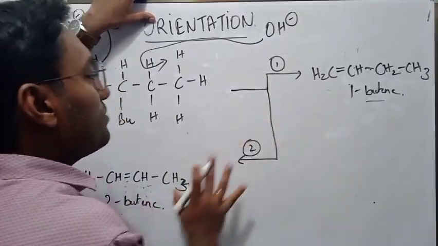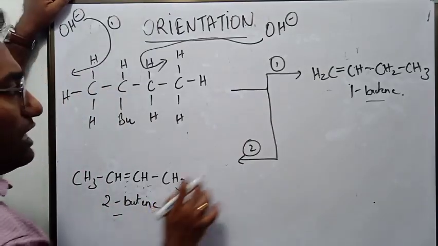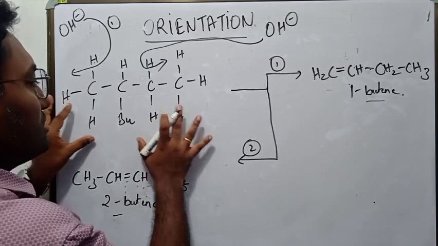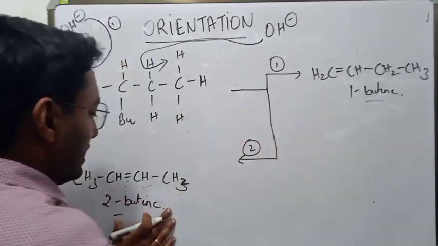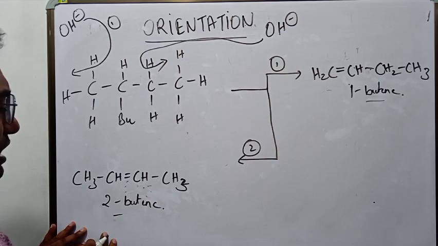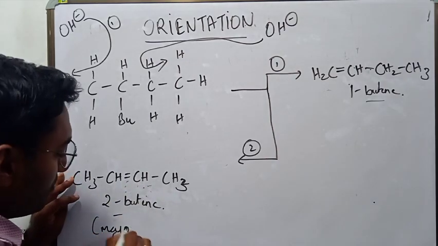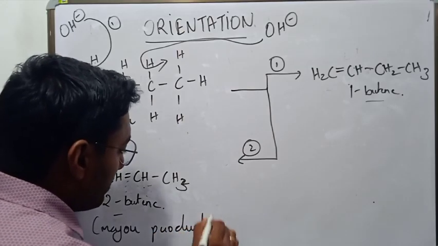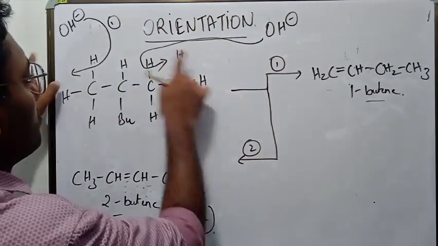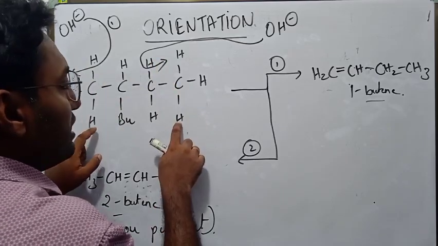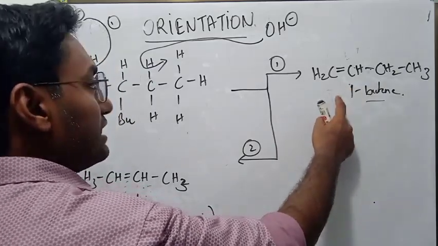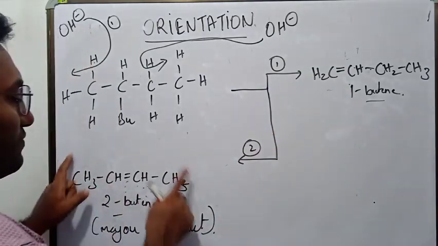This question is solved by the Saytzeff rule. Saytzeff rule states that in case of dehydrohalogenation of alkyl halide, if there are 2 alkenes formed, the major product will be that alkene which is more branched. Accordingly, 2-butene will be the major product. Let me repeat the Saytzeff rule. If in dehydrohalogenation of alkyl halide, 2 or more alkenes are formed, then the major alkene will be the one which is more branched.